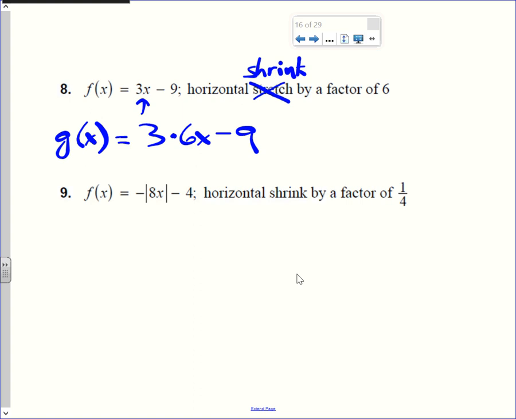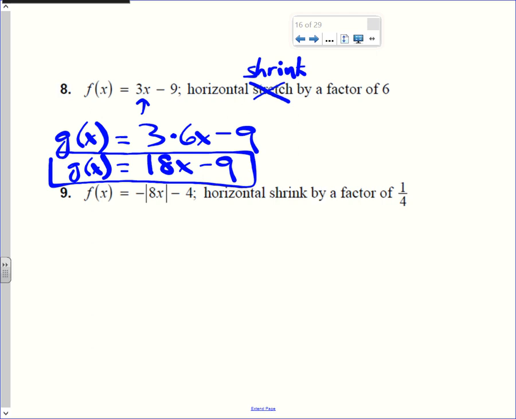So I took the input and multiplied by 6. I got g of x then equaling 3 times 6 is 18x minus 9. Here's your new function. This would be a horizontal shrink. So this new function, g of x, if I were to graph it, it'd be closer to the y-axis. It'd be steeper and closer to the y-axis. And this one's opposite. This one should be a horizontal stretch. They got it the other way around. Put stretch here. Another typo. I got to call the publisher.